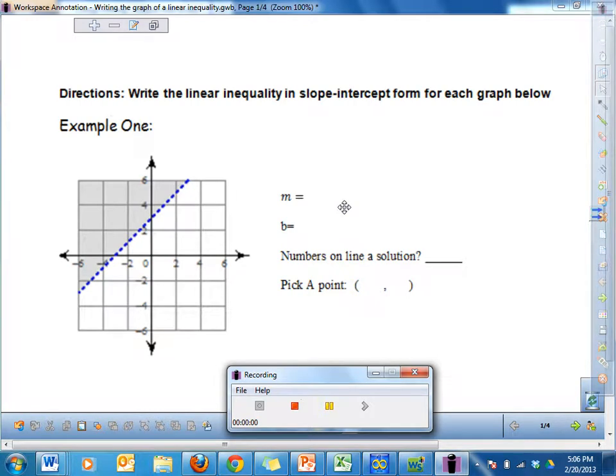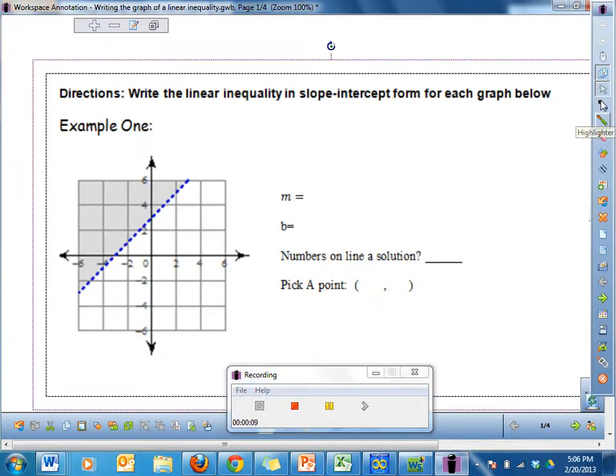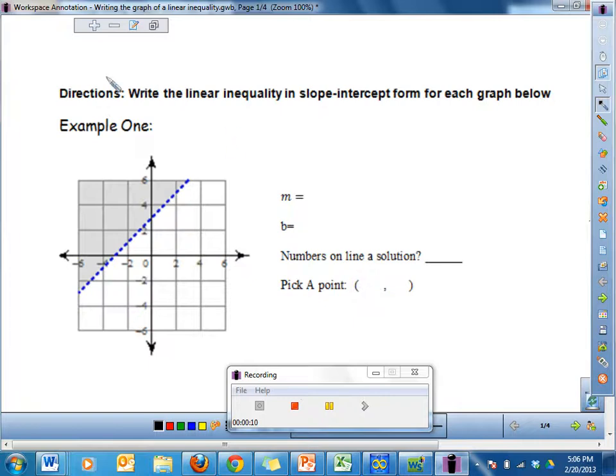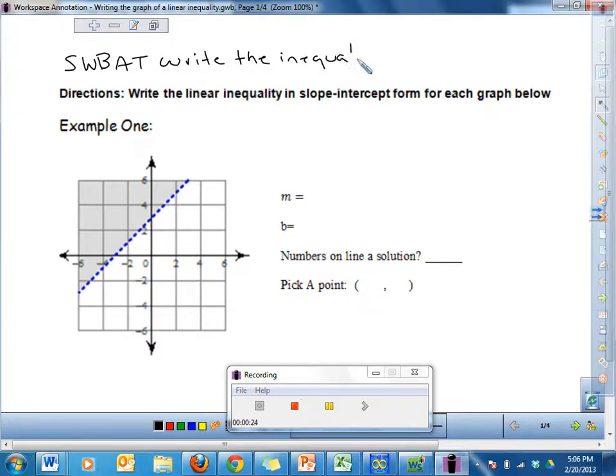Alright, today's video is about graphing inequalities, and once you have that inequality graphed, how do you write the line of that inequality? So our objective is students will be able to write the inequality from a graph. The directions say write the linear inequality, these two words should be familiar to us, in slope-intercept form for each graph below.